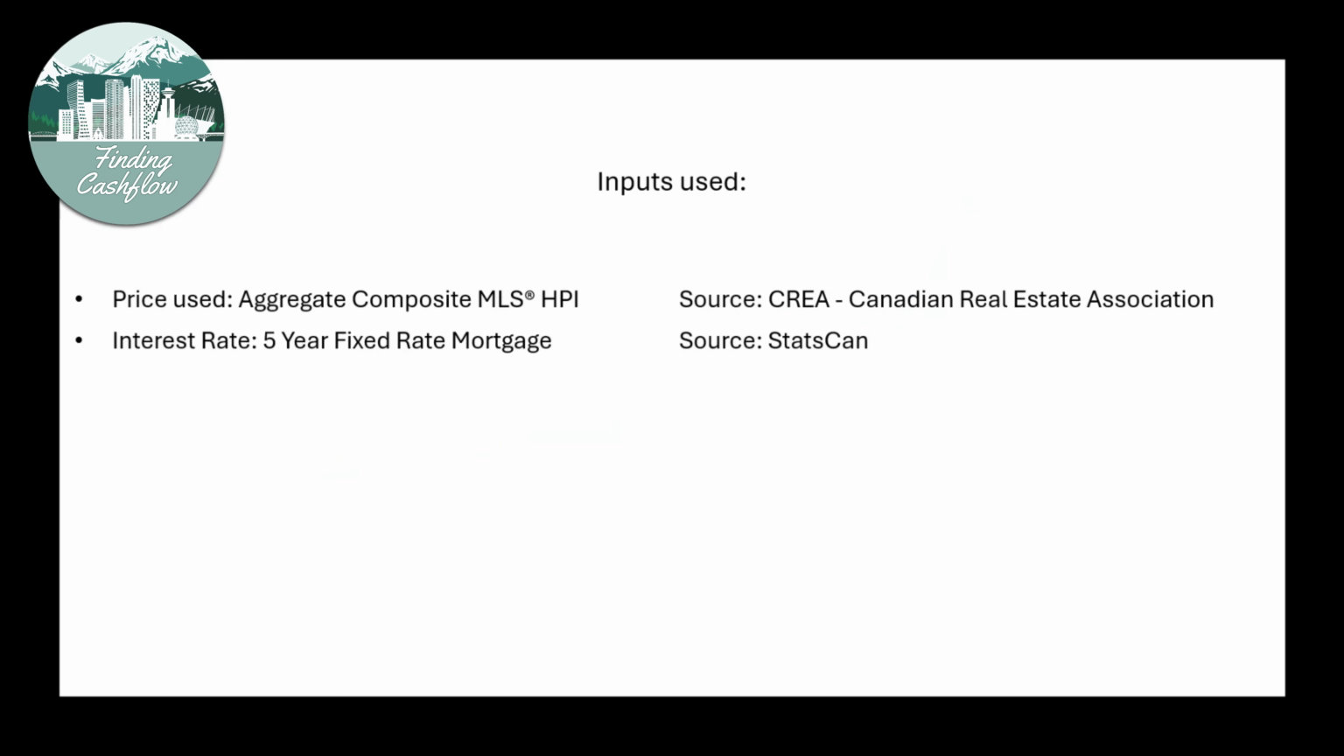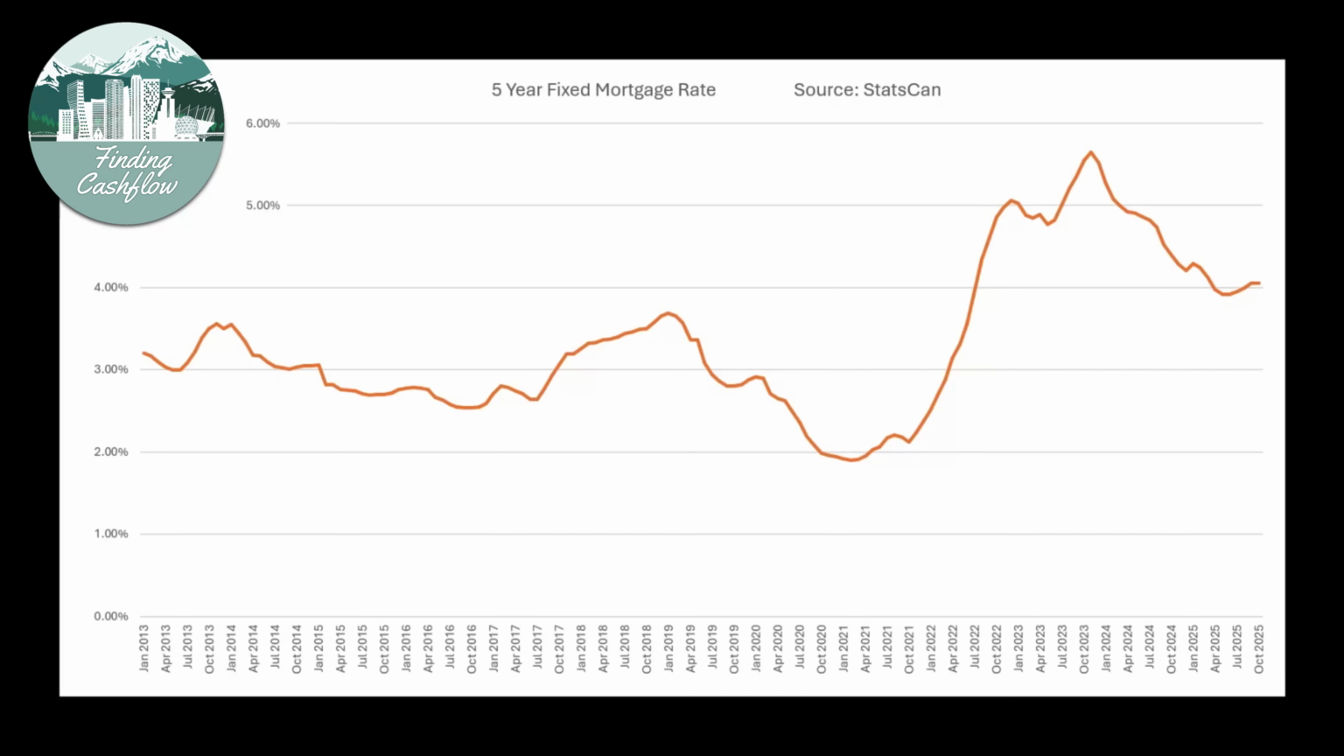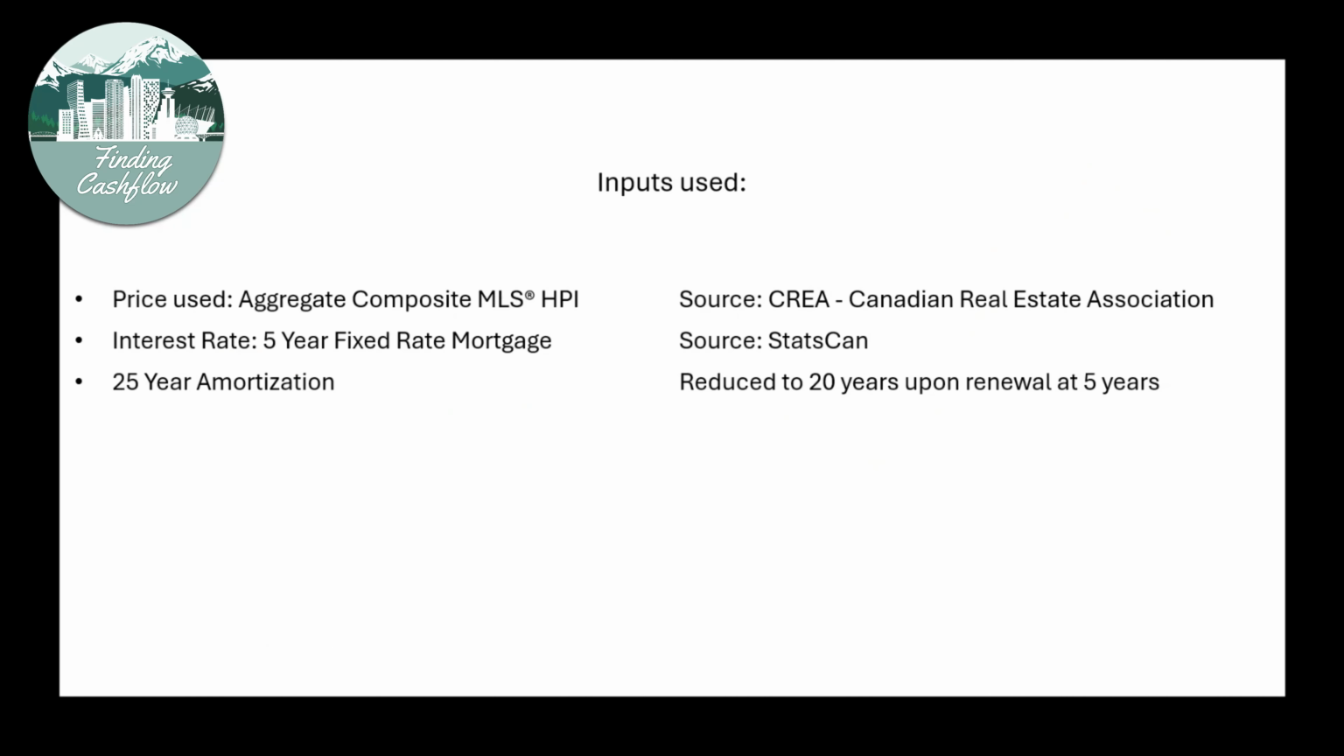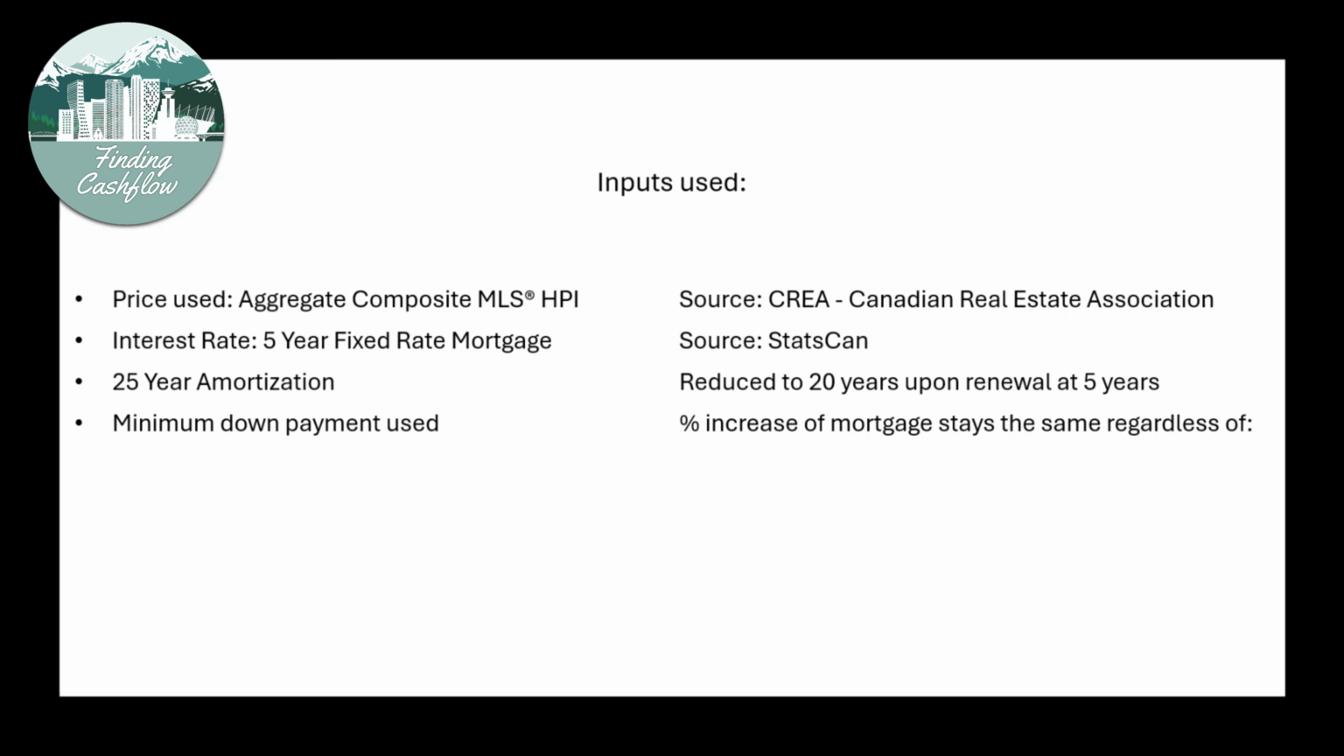Secondly, I used the 5-year fixed mortgage rate from StatsCan. Once again, we can see that the 5-year fixed mortgage rate in Canada peaked in November of 2023. Next, I used a 25-year amortization upon origination, which I then reduced to 20 years upon renewal of the mortgage at the 5-year mark. Also, I used a minimum down payment on the mortgage in my calculations.